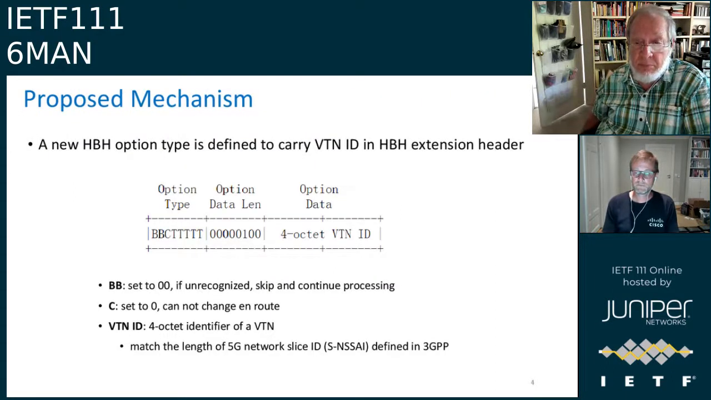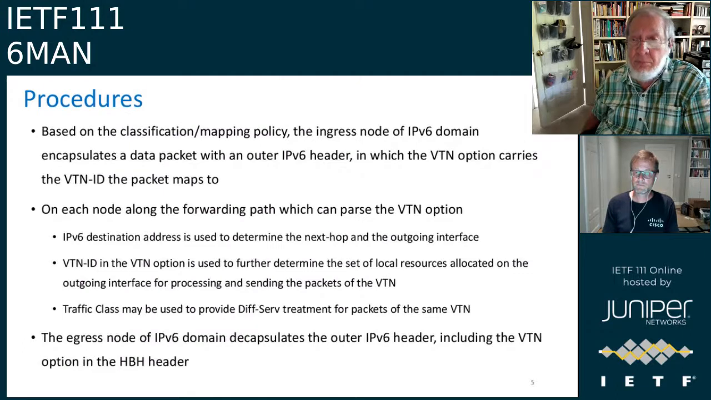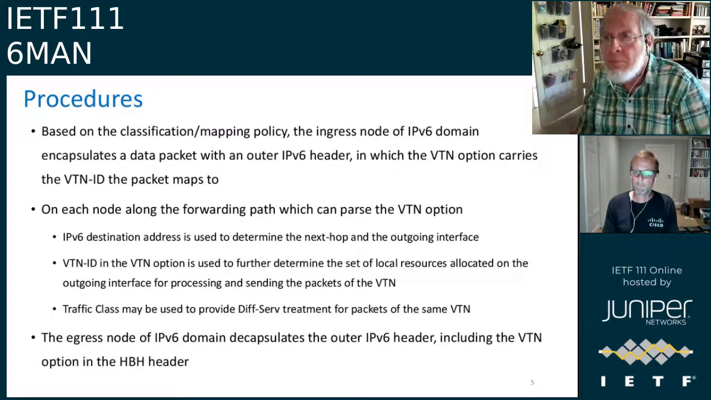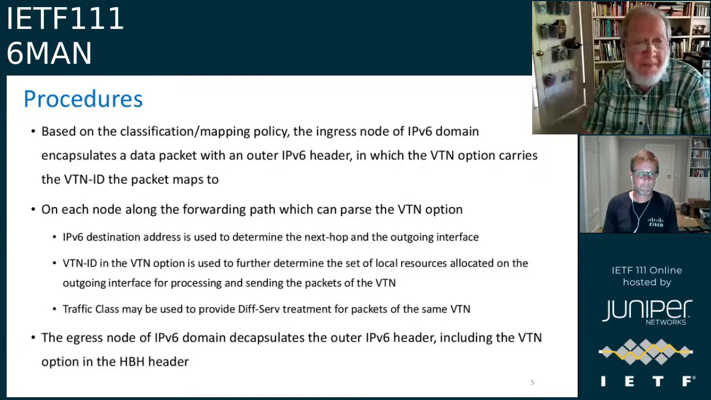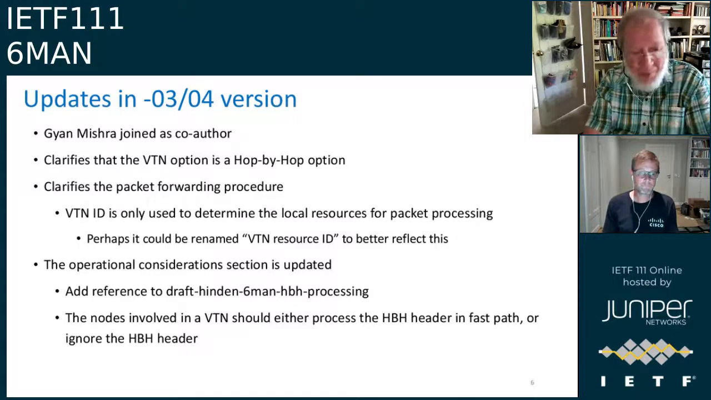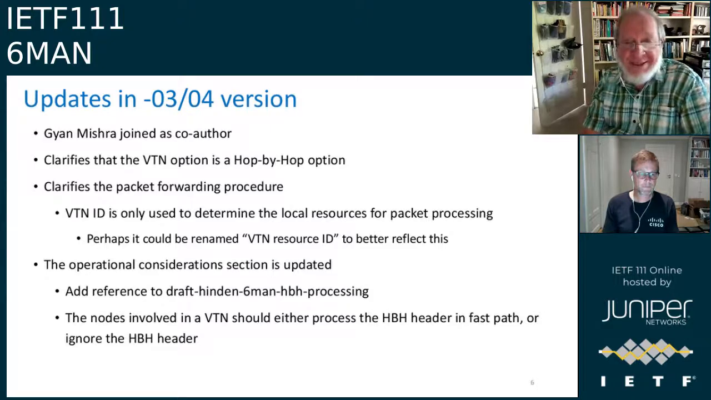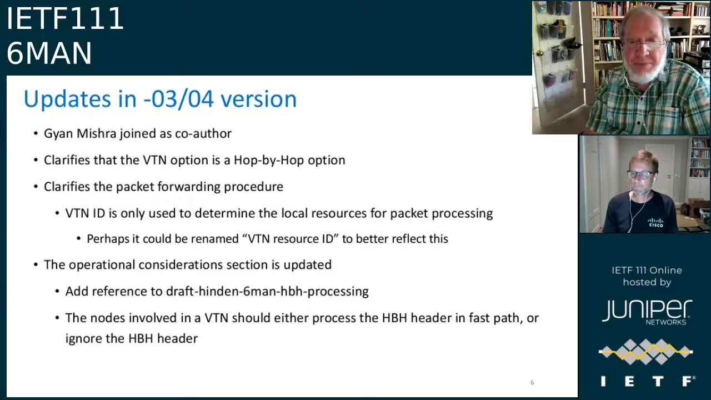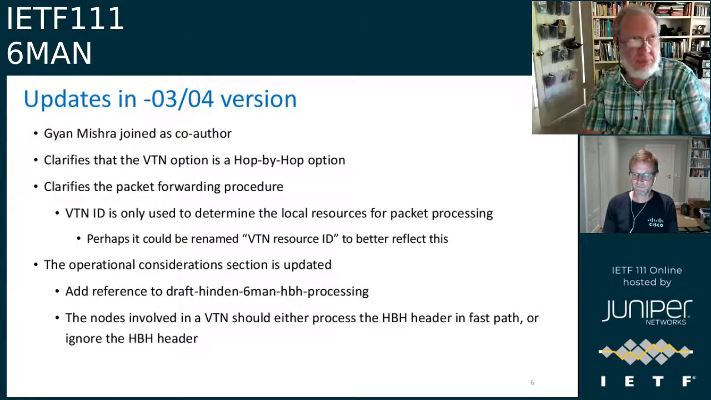This is the format. I will skip it. And these are the procedures. It is describing the draft, and we also skip it. Okay, this is updating the recent versions. We have a new co-author, GM, and we clarified that this is an option in the hop-by-hop header. We also clarified that the VTN ID is only used to determine the set of resources for the packet processing. And we also added some operational considerations to reference the hop-by-hop processing draft.